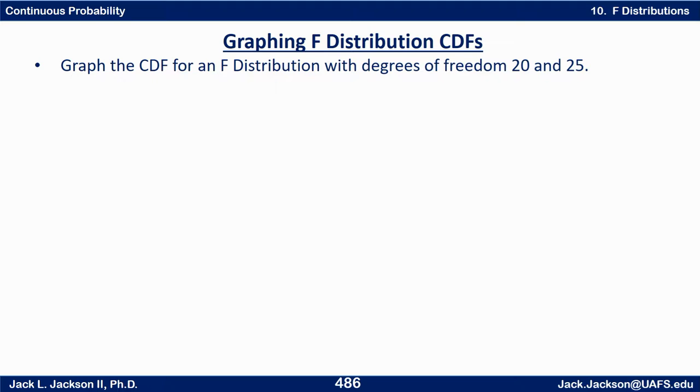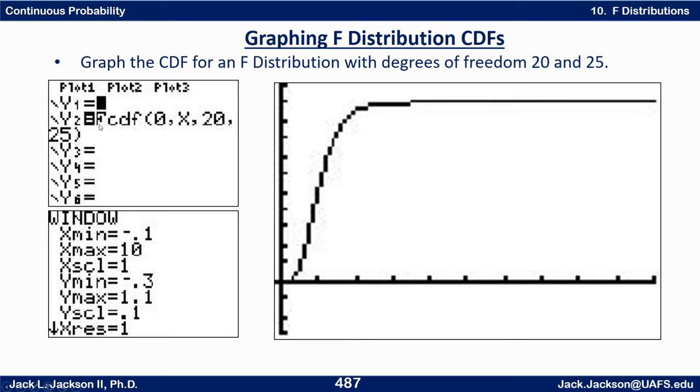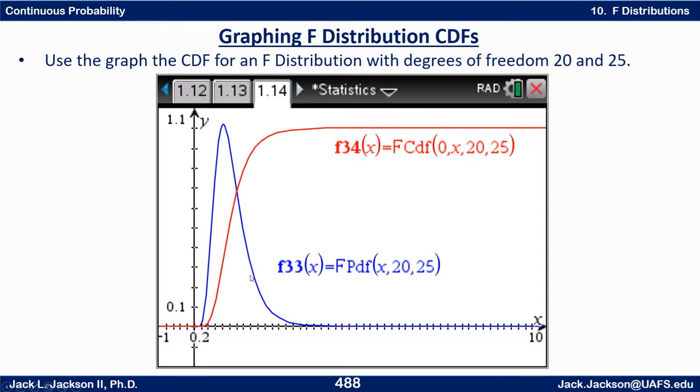Let's go ahead and graph the CDF, though. If we want to graph the CDF for the F distribution, again with degrees of freedom 20 and 25, that's F CDF. Remember, it starts at 0, so it's 0 to X, 20, 25. Here's a decent window. Notice it comes in curved up a little bit from the origin, going up, and levels out at y equals 1. Here's a graph of the PDF and the CDF together with the TI Inspire, a little bit better looking graph.